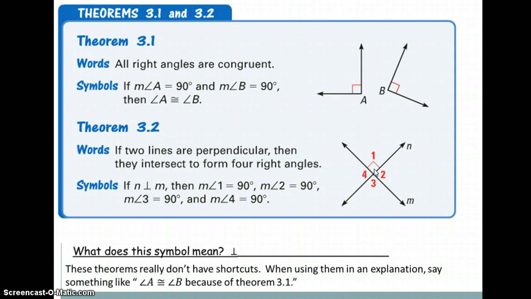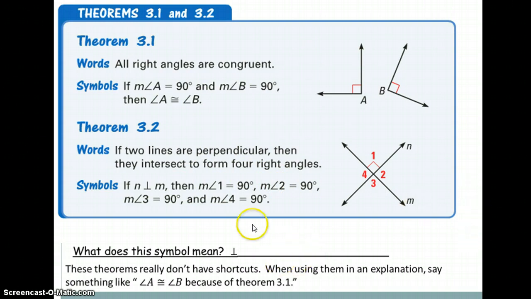So right here you have a red box, which means angle 1 equals 90 degrees. So think about that. If angle 1 is 90 degrees, doesn't it make sense that angle 2, 3, and 4 would all be 90 degrees? Here is the symbol for perpendicular again. So in symbols, this theorem says if line N is perpendicular to line M, then the measure of angle 1 equals 90 degrees, the measure of angle 2 equals 90 degrees, the measure of angle 3 equals 90 degrees, and the measure of angle 4 equals 90 degrees. So you could also say, in short form, two perpendicular lines form four right angles.